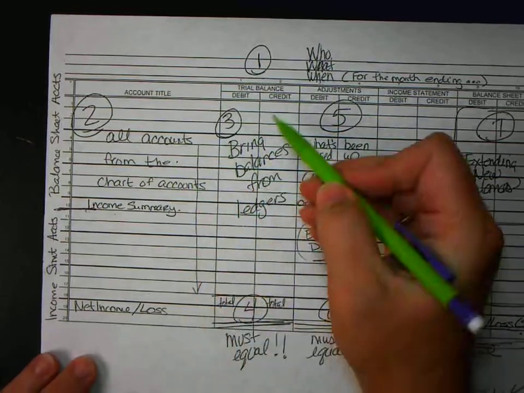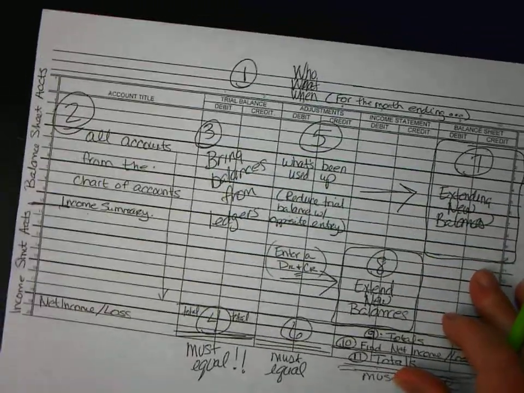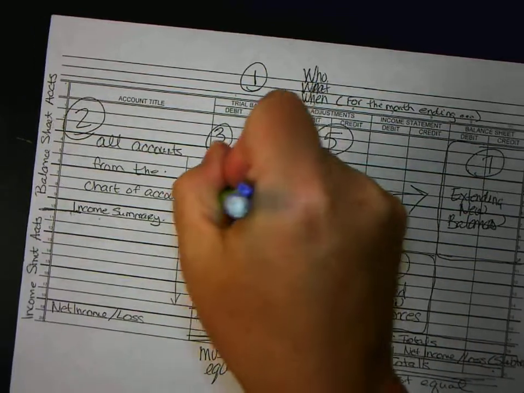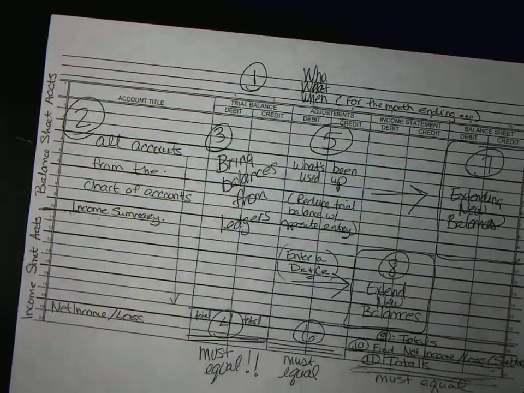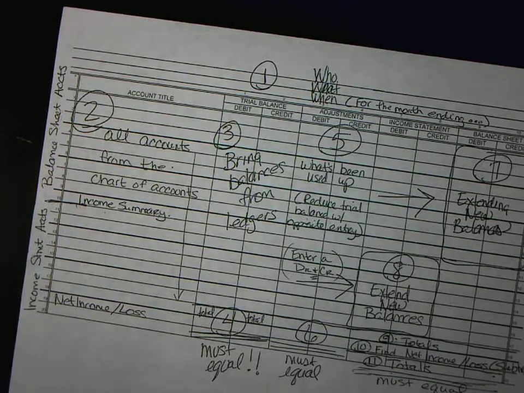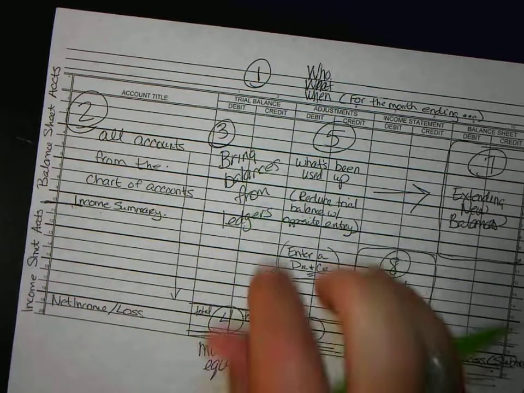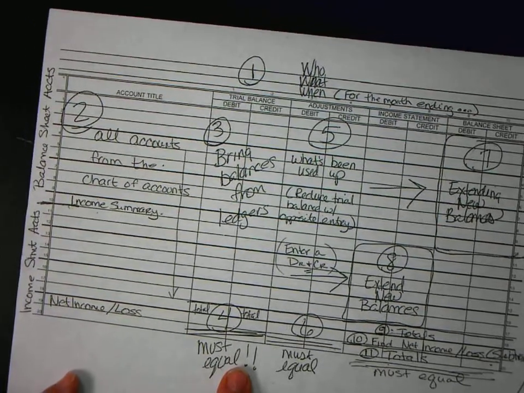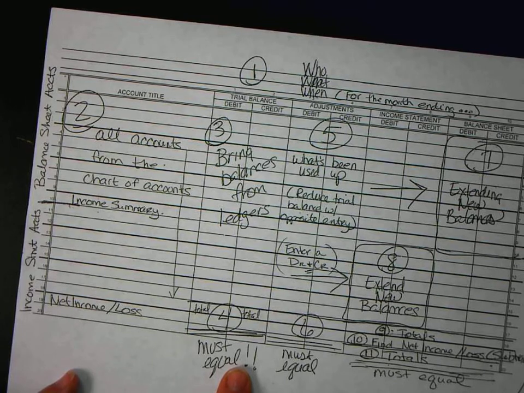Okay? Then 3, you bring your balances from the ledgers. So you go back to your green book, okay? And if you've posted everything correctly, then the ledgers should be accurate, and you're just going to go find the last total that you have and bring that into this column. If it's a debit here, it's a debit here. If it's a credit here, it's a credit here. Okay? Then you'll do the proving, and this is the proving of the ledgers right here, that all your debits equal all of your credits.